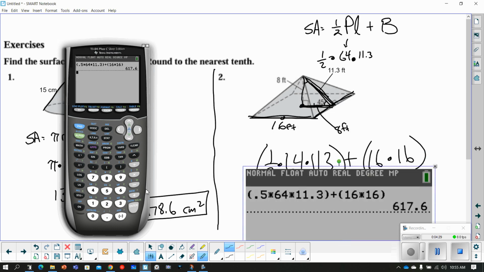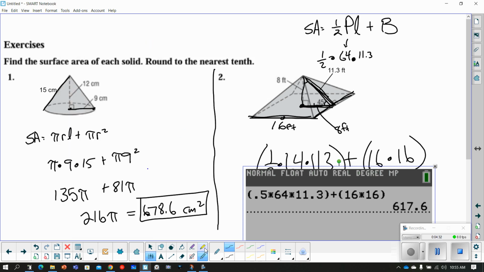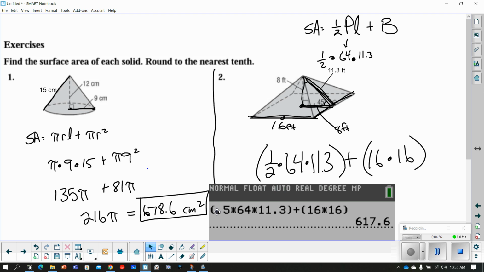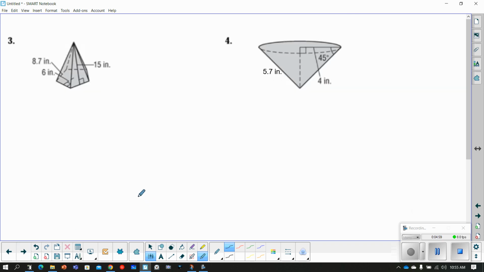There you go. All right, so let me minimize my calculator here and slide that down just a little bit more, so you can see right here, 0.5, 64, 11.3, right? There's that. Plus the 16 times 16, I get 617.6 as my answer. So 617.6. This is in feet, so it'd be feet squared. There is the surface area of that pyramid.